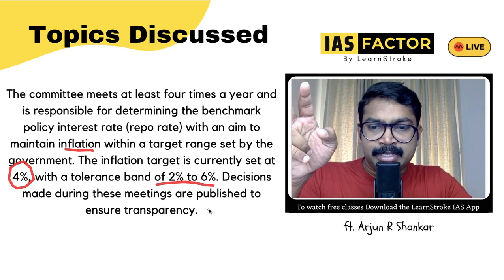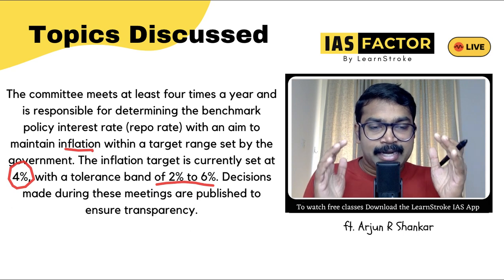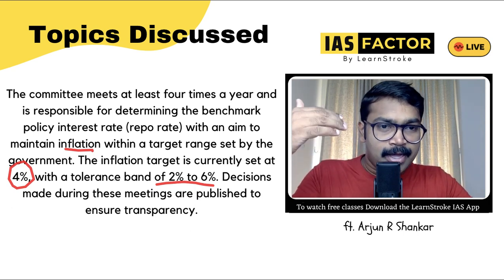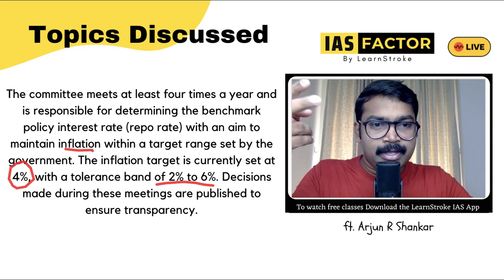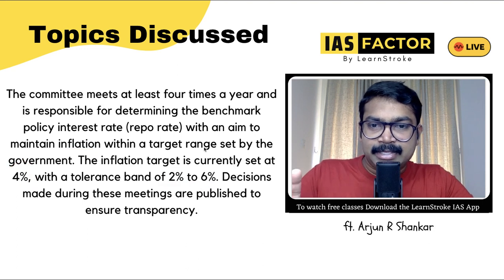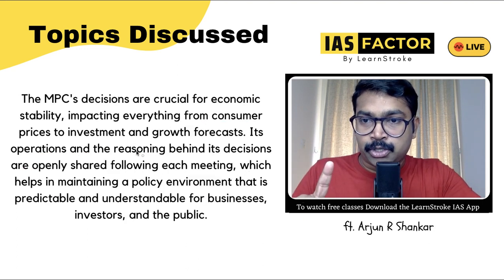Decisions made during these meetings are published to ensure transparency. So the 4% inflation target is already set, but inflation can go up to 4 plus 2, that is 6%, or down to 2%. So the target is set. So definitely the benchmark policy interest rate is the repo rate. Please remember this in this context.